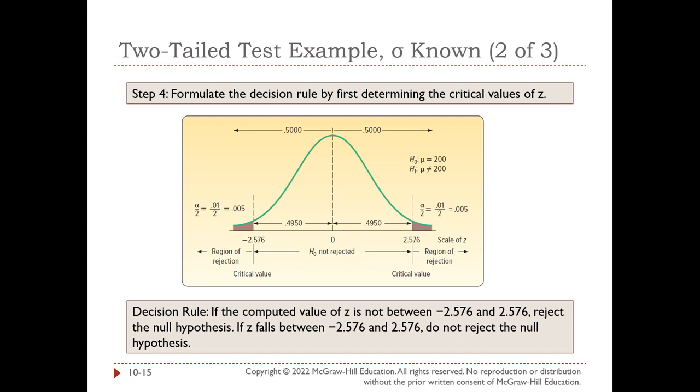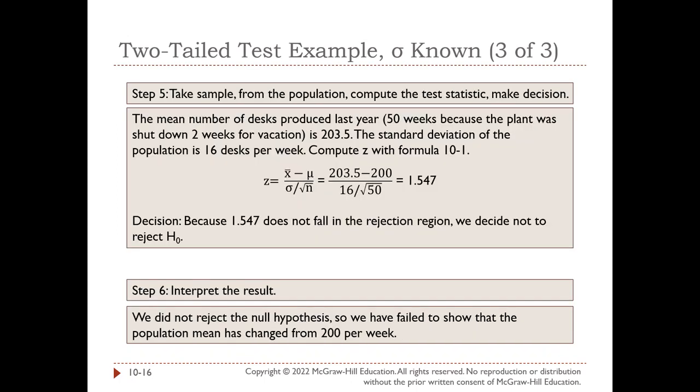Our decision rule is, if the computed value of z is not between negative 2.576 and 2.576, that range, reject the null hypothesis. If z falls between these two, do not reject the null. Simple as that. So step five, we want to take a sample from the population, compute the test statistic, and make our decision.